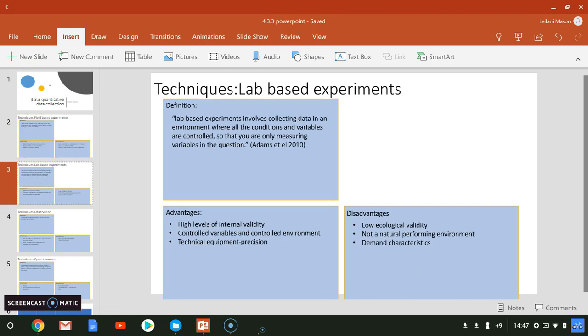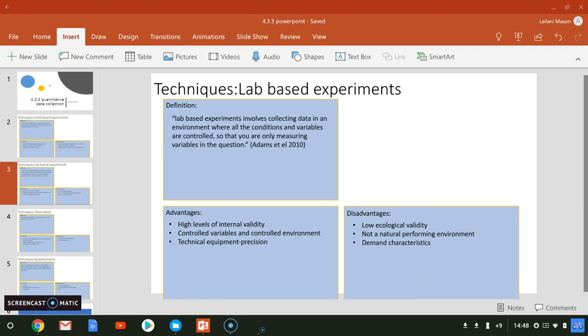Lab-based experiments. So lab-based experiments can be defined as experiments that involve collecting data in an environment where all the conditions and variables are controlled, so they are only measuring the variables in the question. So this means that the experiment will take place in a lab where they'll have top high-end quality equipment, so the results will be more reliable and accurate. Researchers will get better results for what they want to measure.